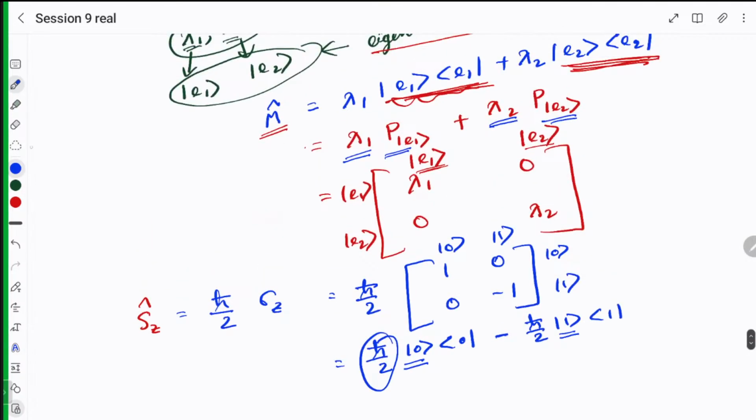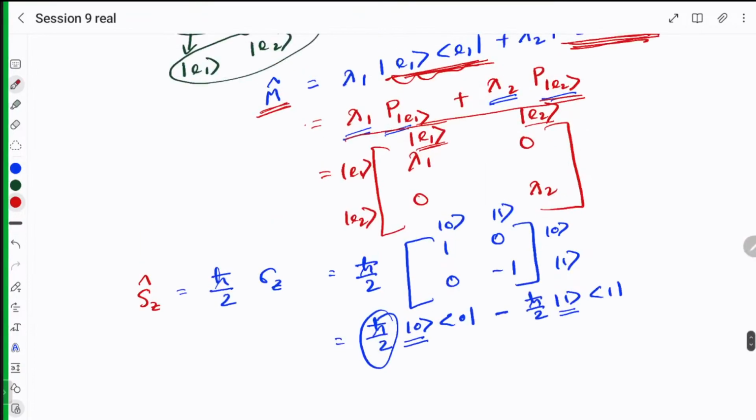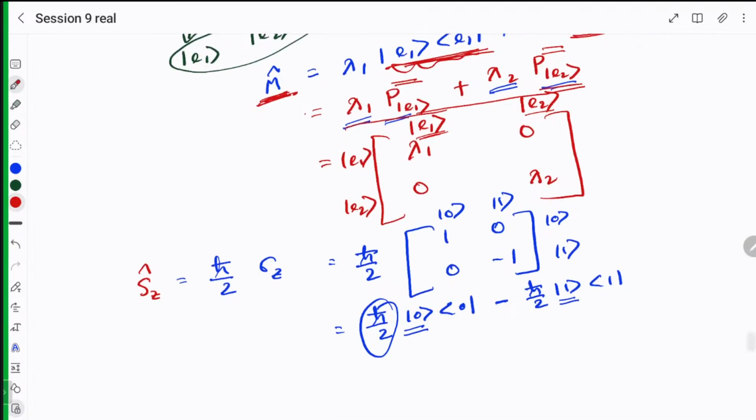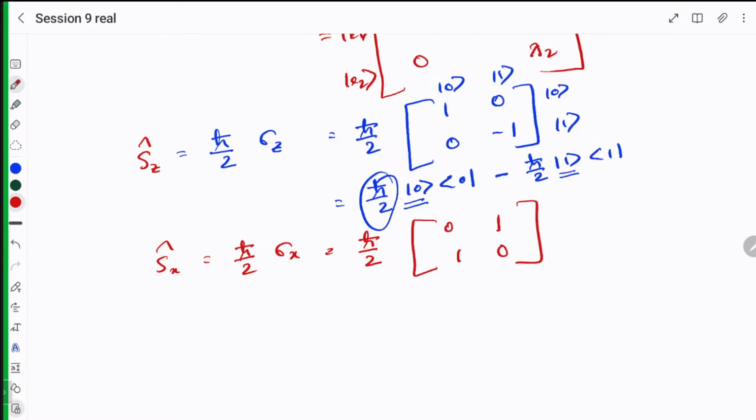So basically, we have written it in this form, lambda 1 P1 plus lambda 2 P2. You can write any operator in this form, and this is how the Hermitian operators corresponding to observables and the projections corresponding to projective measurements are related. And let's say if we had Sx, h cross by 2 sigma x, then it would be like h cross by 2 [0, 1; 1, 0].